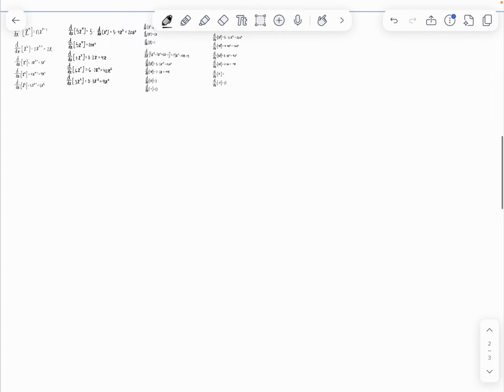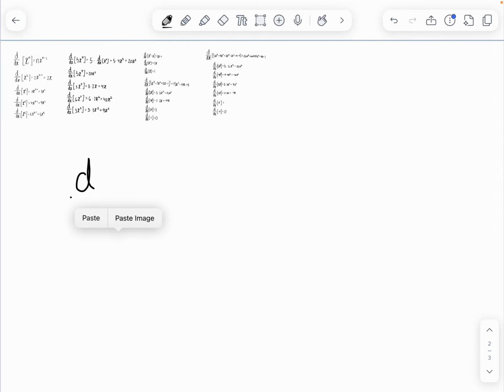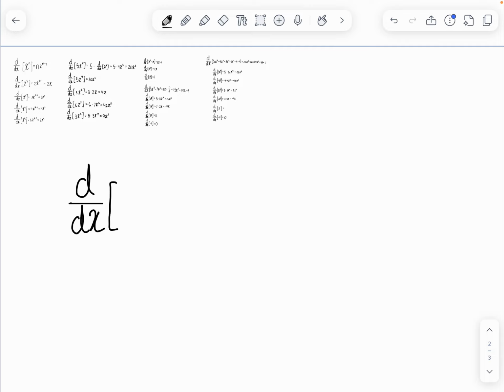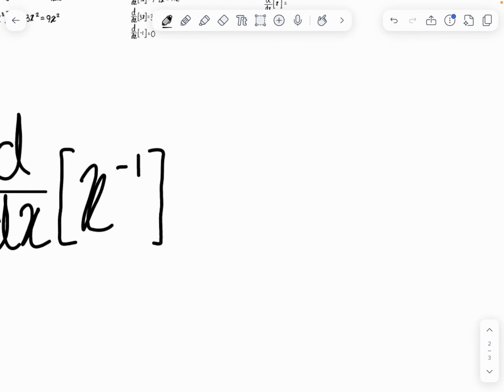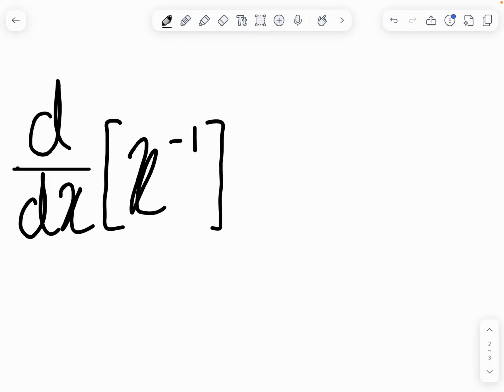So how do you do the derivative of x to the power of negative 1? Think about it for a moment and then pause the video and solve it. Okay, hopefully you've paused the video. So let's get started.